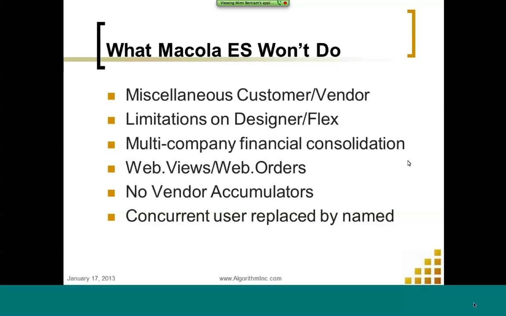In Progression, you could define a customer or a vendor as a miscellaneous customer or a miscellaneous vendor. The miscellaneous customer being a star 99999 number, same with the vendor. The purpose of that was to allow you to do one-off sales or buys from customers and vendors that you didn't typically do business with. Those are no longer allowed in ES. So you have to have a specific vendor and a specific customer for purchases and for sales.